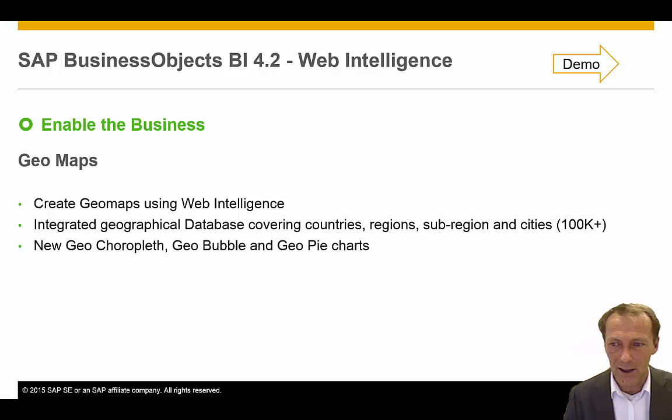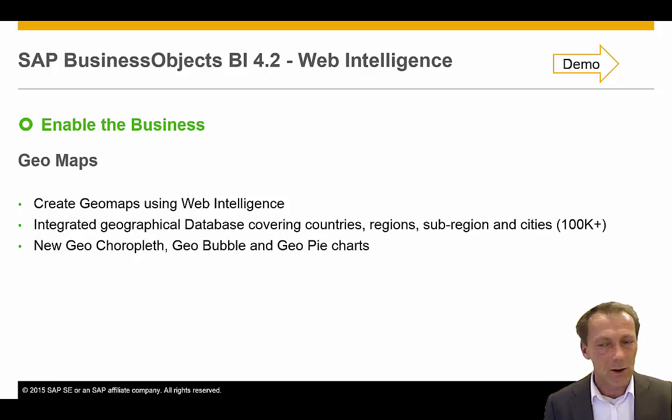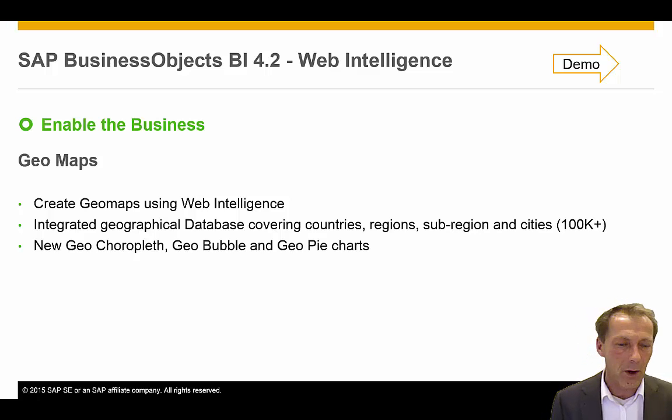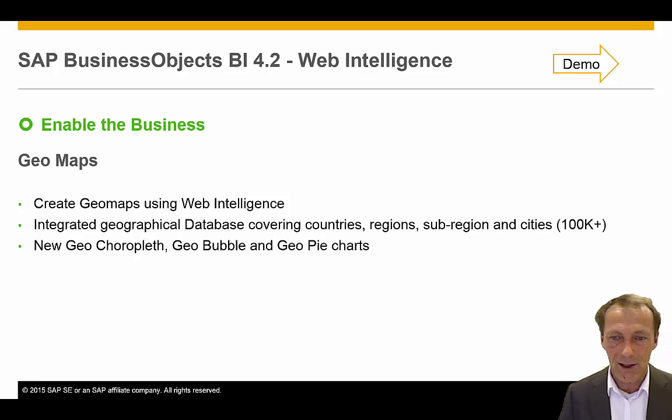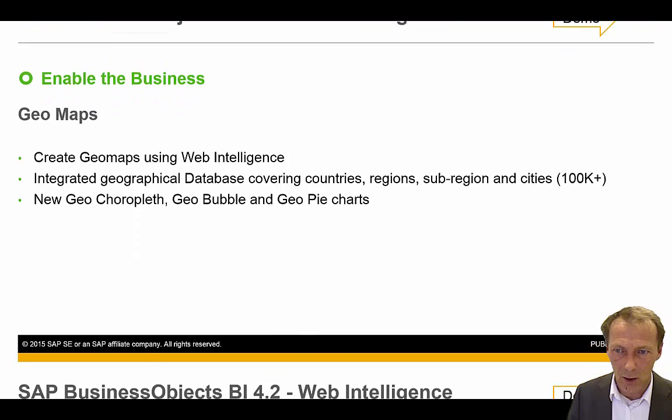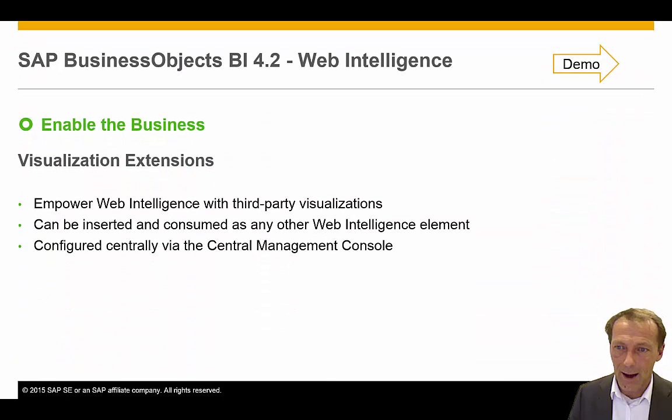Geomaps using Web Intelligence, some new possibilities over there. There is now the choropleth, the bubble, and the pie charts that you know from Lumira are also over there. Also the integrated geo database covering countries, regions, and cities. Over 100,000 cities. I've done the test in Belgium. All the major cities are in there. It is now part of Web Intelligence. So that database is included in your product.